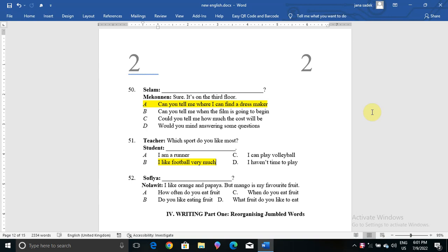The correct answer will be D. What fruit do you like to eat? I like orange and papaya, but mango is my favorite fruit. This is the correct answer for the question, what fruit do you like to eat? So the correct answer for question number 52 is choice D.